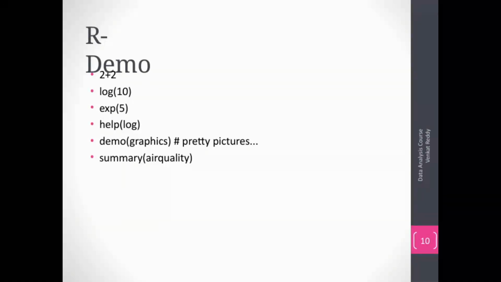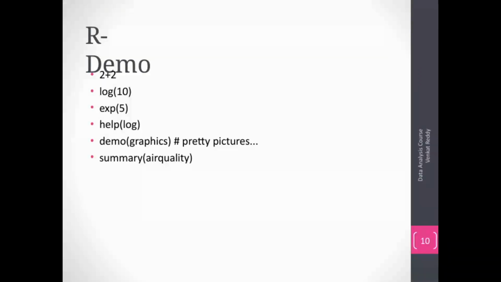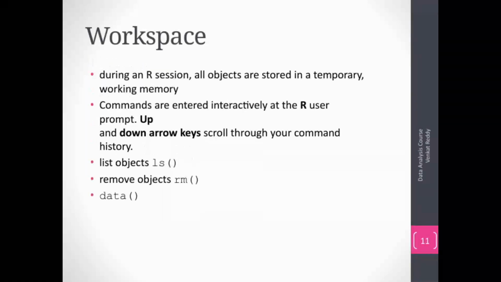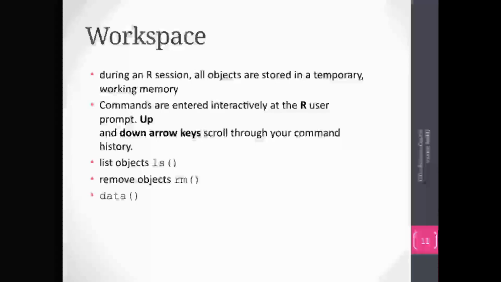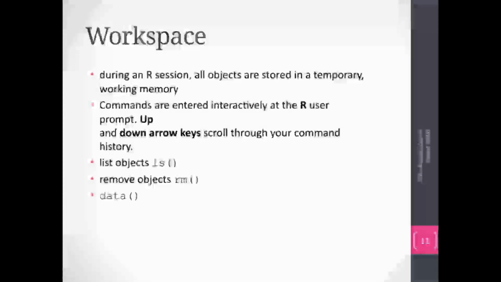In an R session, all the objects you create are stored in something called temporary or working memory. Think of it as a scratch pad where R keeps track of all your data and variables while you're working on your analysis. When you enter commands, you do so interactively at the R user prompt, which is like having a conversation with R. You can also use the up and down arrow keys to scroll through your command history, making it easy to revisit or modify previous commands.